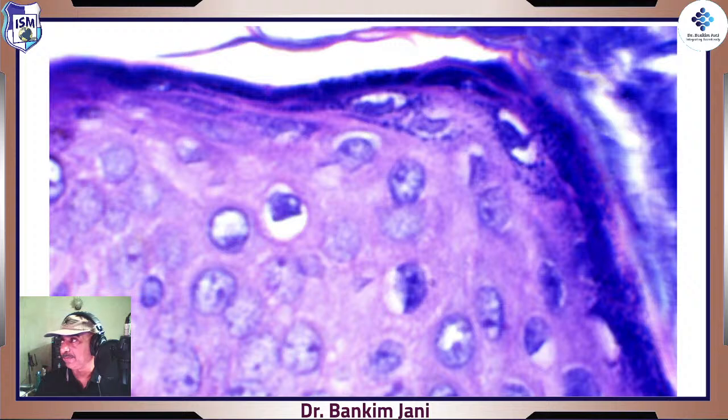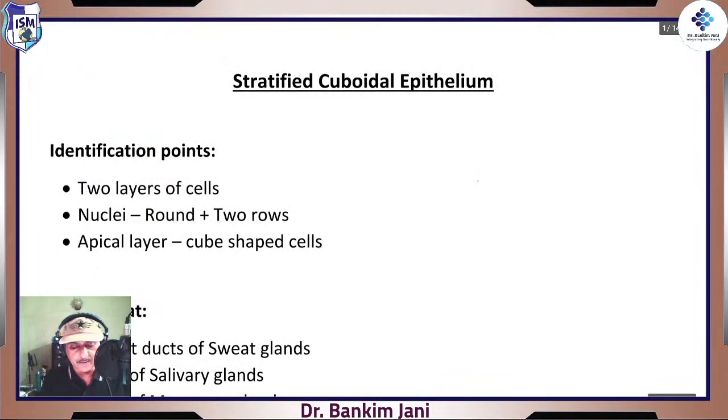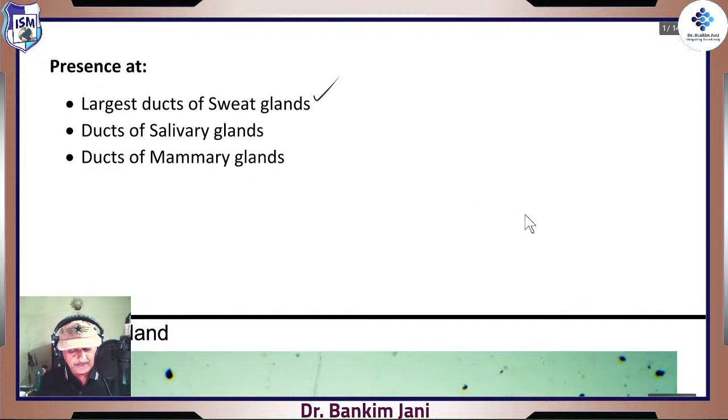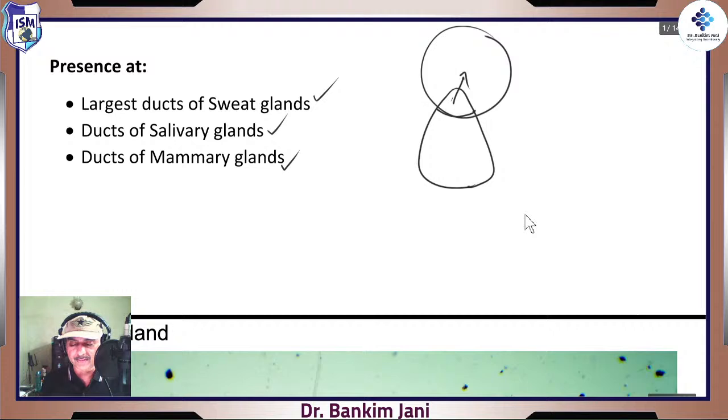Moving on to the stratified cuboidal. Let me bring it to you. Stratified cuboidal. So two layers of cells, nuclei round in two layers. The apical layer is cube shaped. These are for all those sweat glands. Right? These are the sweat glands. Okay. Sweat glands, salivary glands, and the mammary glands. There is a speciality in all of them. The speciality is that if this is the cell, right, it is the apex of it which secretes, and that secretion goes into the specific duct. So whether it is sweat gland or salivary gland or the mammary gland or breast, right, here it is.